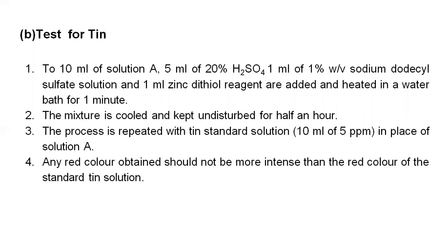Test for tin. To 10 ml of solution A, 5 ml of 20% H2SO4, 1 ml of 1% sodium dodecyl sulfate solution, and 1 ml zinc dithiol reagent are added and heated in a water bath for 1 minute. The mixture is cooled and kept undisturbed for half an hour. The process is repeated with tin standard solution, that is 10 ml of 5 ppm, in place of solution A. Any red color obtained should not be more intense than the red color of the standard tin solution.